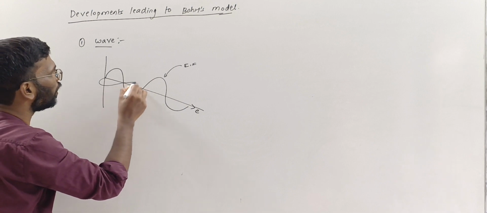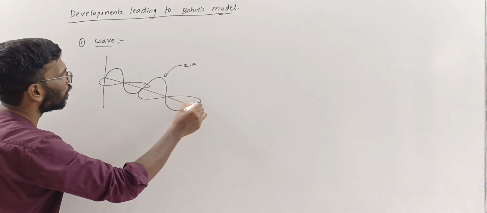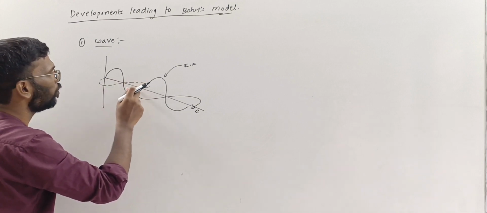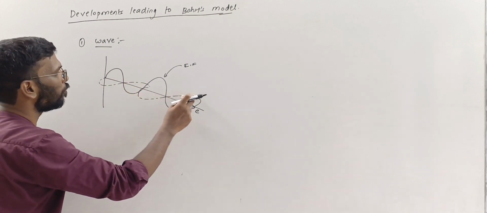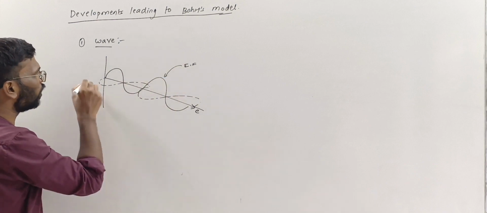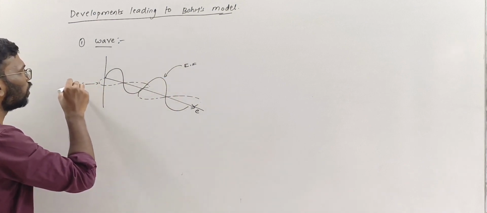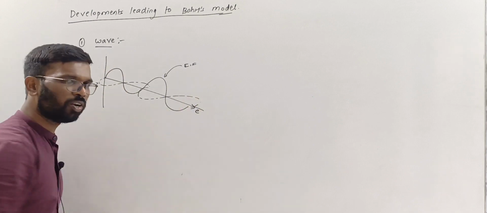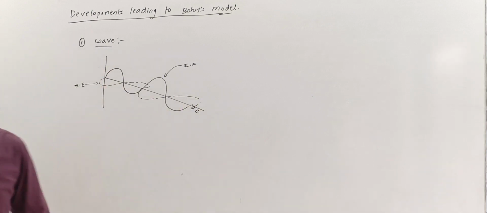This is the perpendicular magnetic field. I'll show it in a dotted form over here. This is a magnetic field which is perpendicular to the electric field. Both the fields are perpendicular to one another and also perpendicular to the propagation. This is the wave definition.